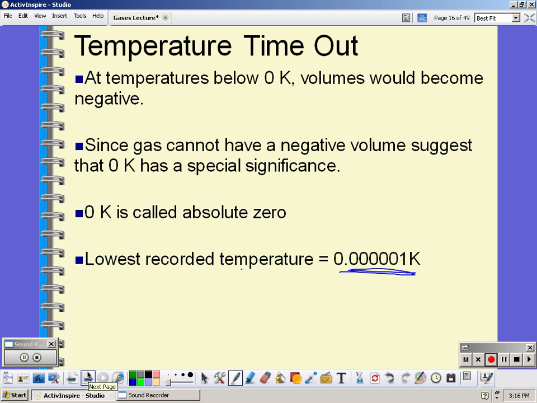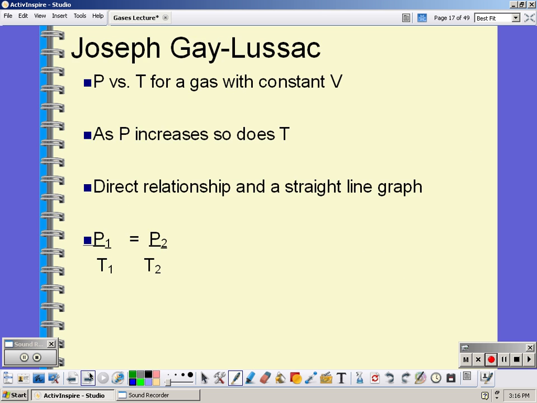Joseph Gay-Lussac looked at pressure versus temperature. He found that it was a direct relationship to temperature. So if you were to graph pressure versus temperature, again, you would get that straight line. So P1 over T1 equals P2 over T2.